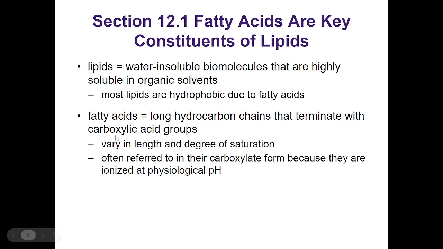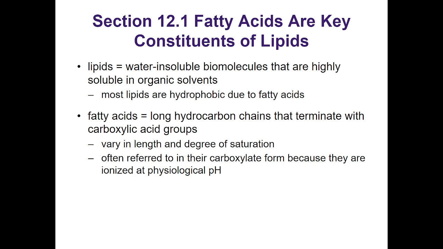Though fatty acids has a much narrower definition, which is that fatty acids are going to be long hydrocarbon chains that terminate with carboxylic acid groups. So note that lipids is a very broad definition that has a large box, right? And this is going to mostly be hydrophobic due to fatty acids. But, again, lipids are a very broad box, okay? The fatty acids, on the other hand, are going to vary in length and degree of saturation.